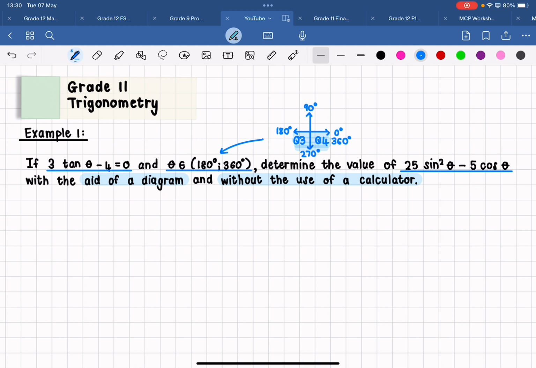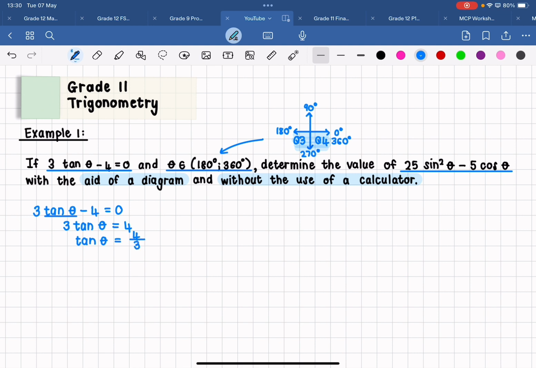Now, the only way for us to do this is if we take the expression that they gave us, 3 tan theta minus 4 equals 0, and we solve for tan theta. We make tan theta the subject. So we're going to take that negative 4 across, it becomes positive 4, or rather we are actually adding 4 on both sides of this equation, and then we are going to divide by 3 to get rid of that 3.